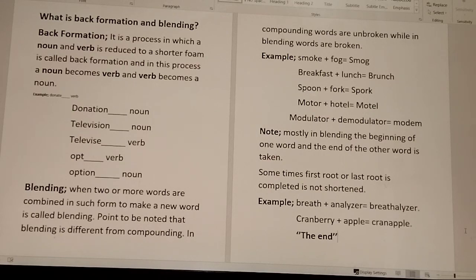A breathalyzer is a device used by police for measuring the amount of alcohol in a driver's breath. So I hope you have gotten today's lesson.